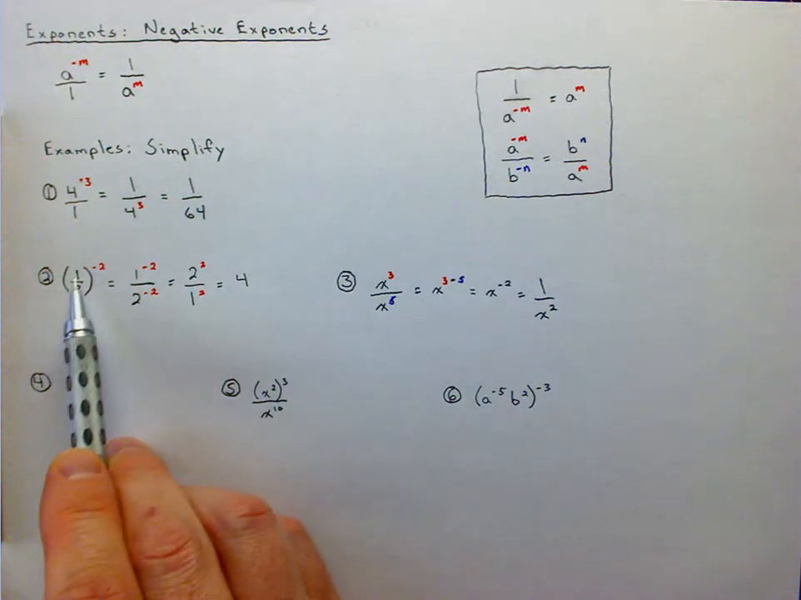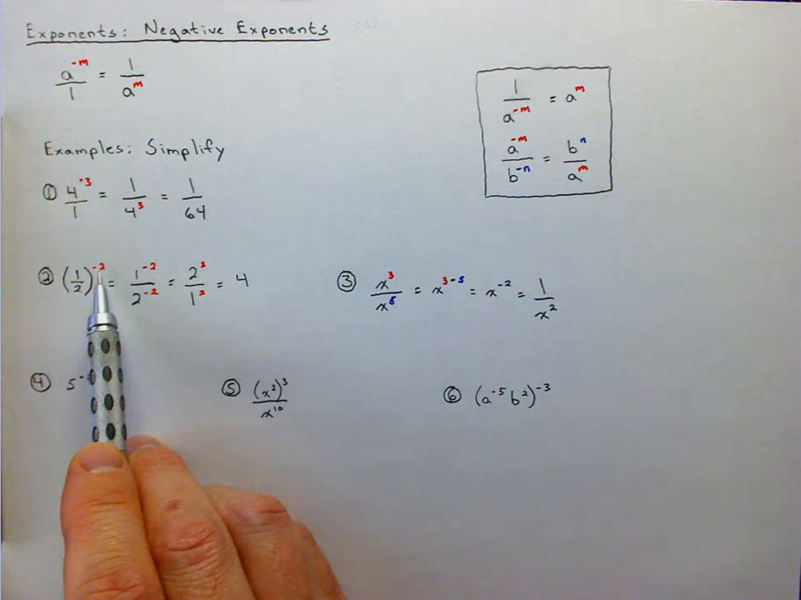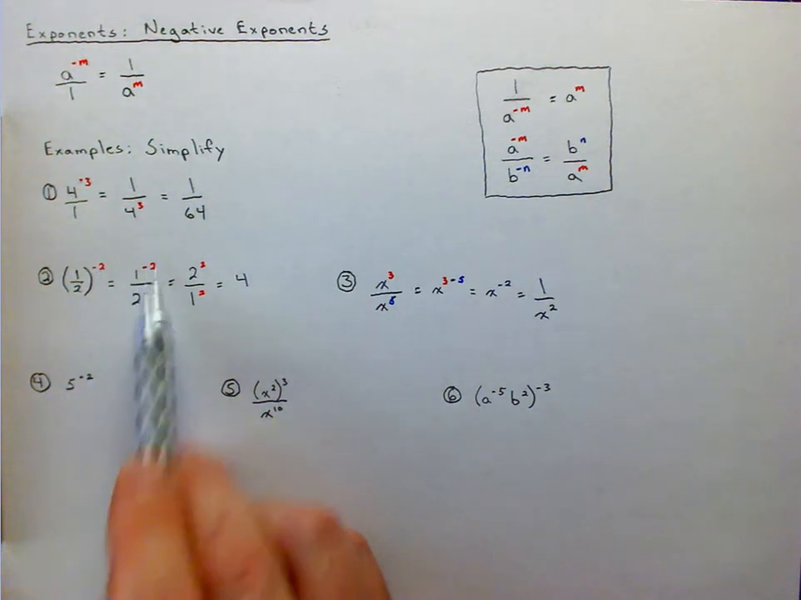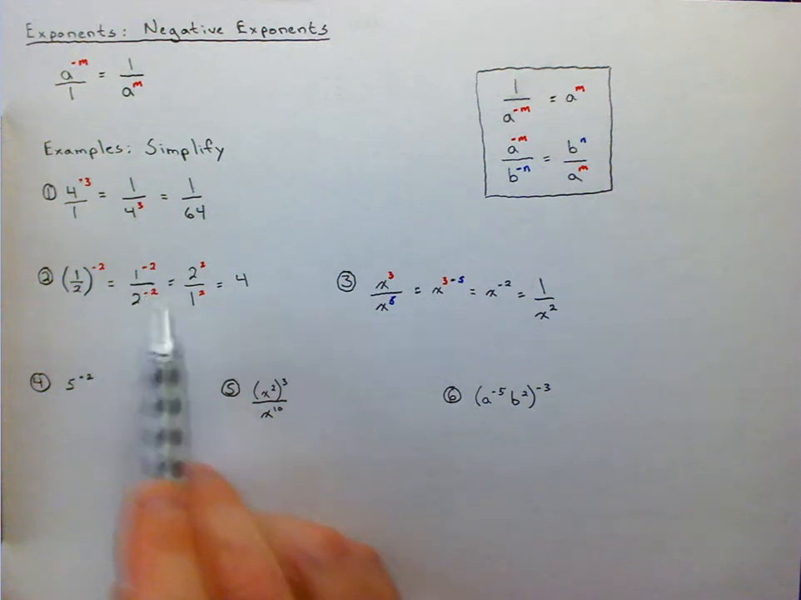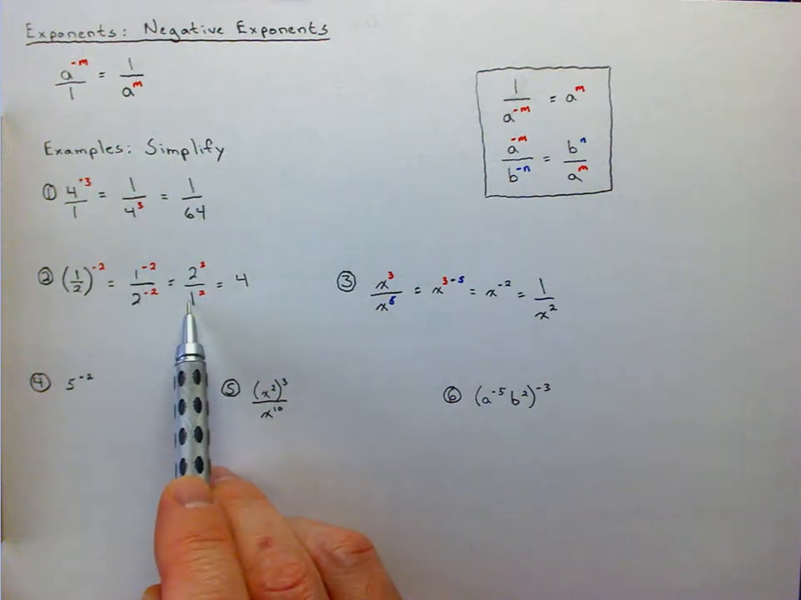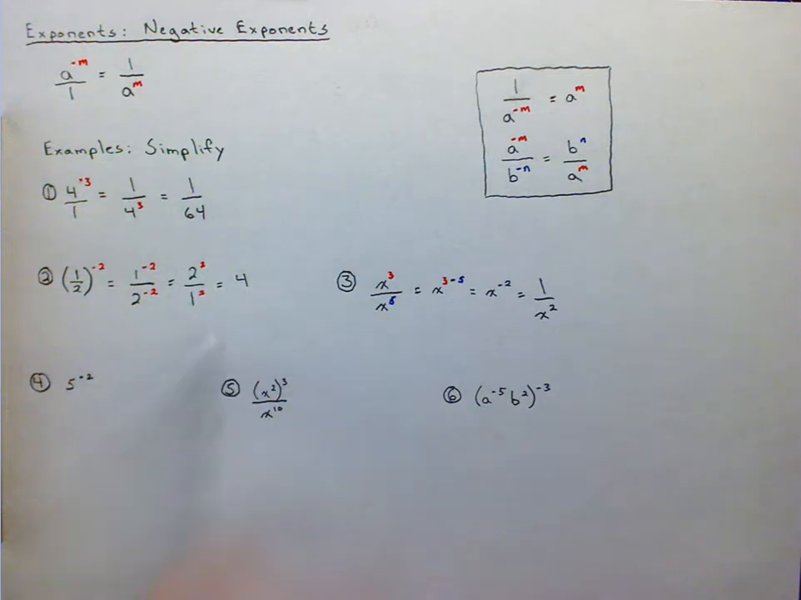Here I have 1/2 to the negative 2 power. So I can view that as 1 to the negative 2 over 2 to the negative 2. I want to get rid of that negative exponent, so I take 2 and I put it in the numerator, and I take 1 and put it in the denominator. 1 squared is 1, 2 squared is 4, so I'm left with 4.